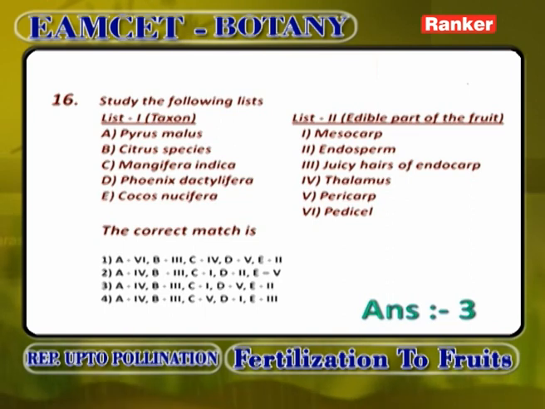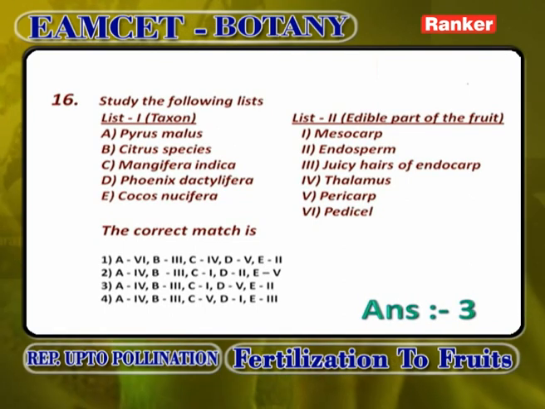So Pyrus malus, what we eat is thalamus. Citrus species, what we eat is juicy hair of endocarp. Mangifera indica, the edible part is fleshy juicy mesocarp. Phoenix dactylifera is a single seeded berry where pericarp is edible. Cocos nucifera, endosperm is edible. Answer is 3. A4, B3, C1, D5, E2.